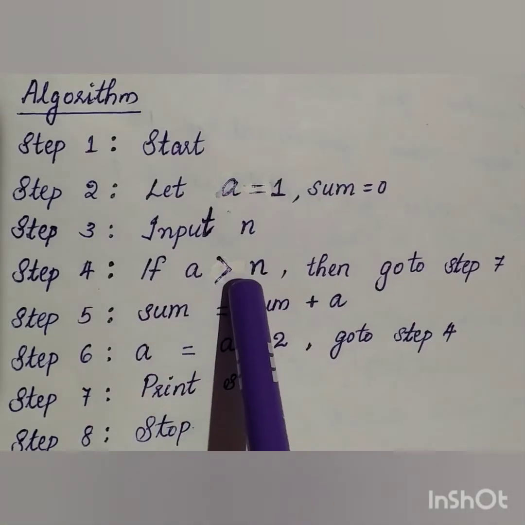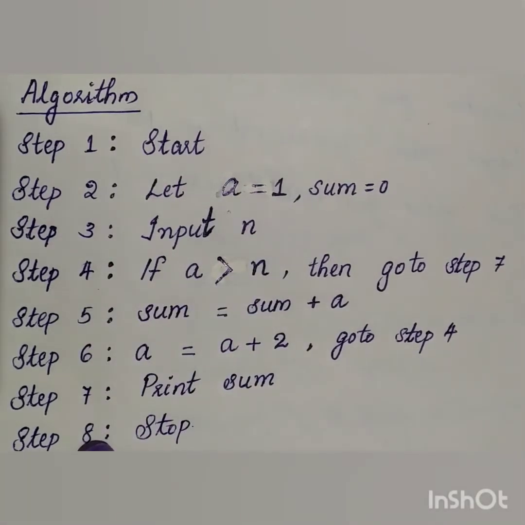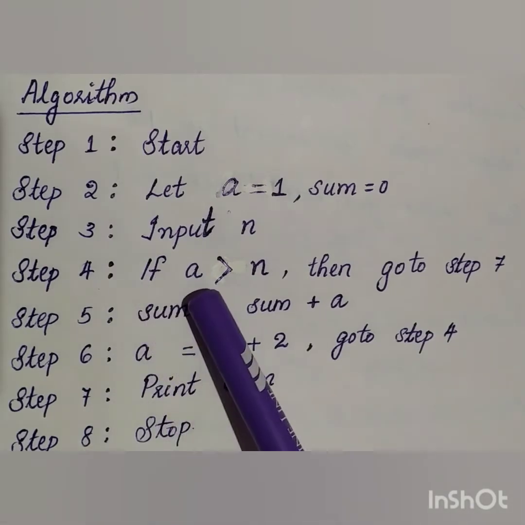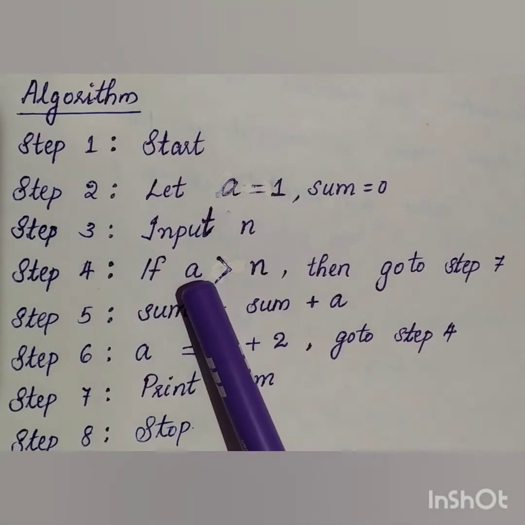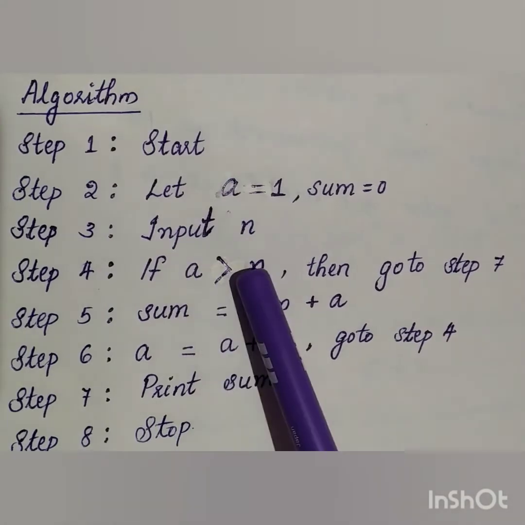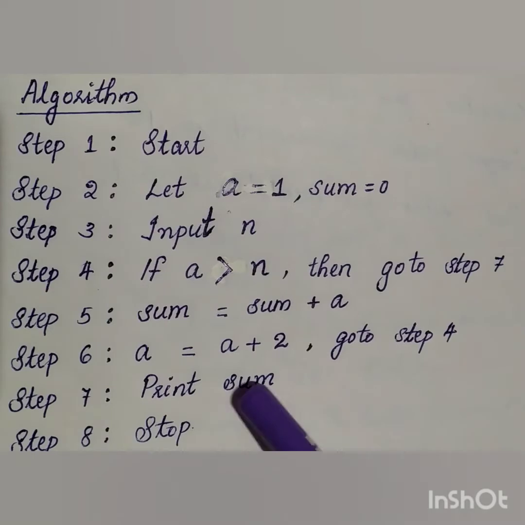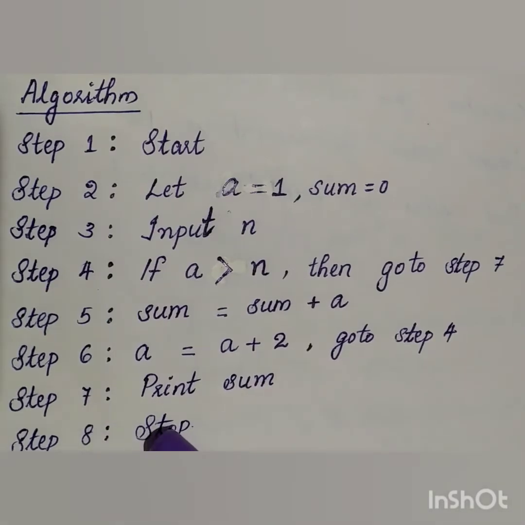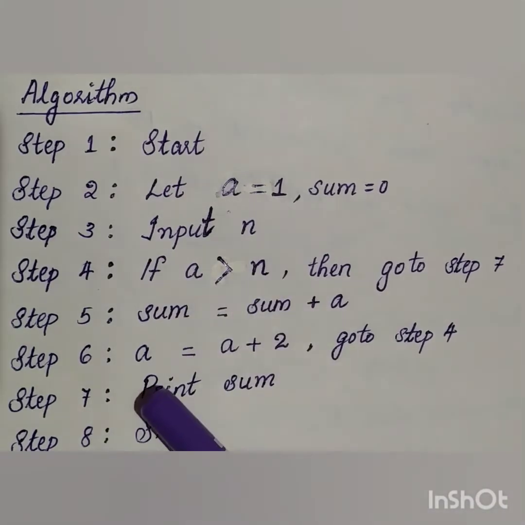Next is a condition. This condition controls the execution of step 5 to step 8. So it checks the condition like a greater than n. That means whether the value of a exceeds the limit value n. If it is greater than n, then go to step 7. What was step 7? Printing the value of sum, and then step 8 is stop. So if this condition becomes true, step 7 and step 8 will be executed.